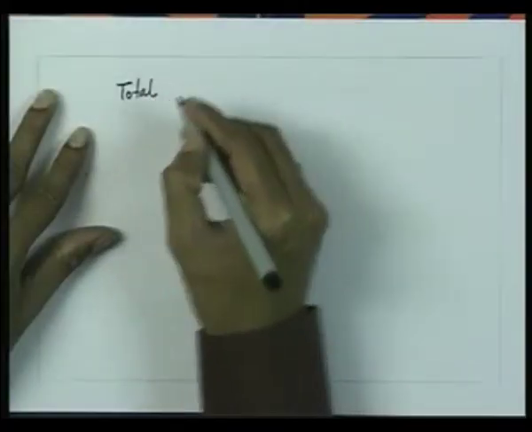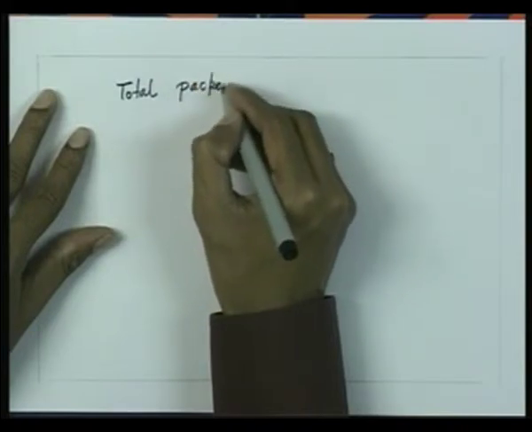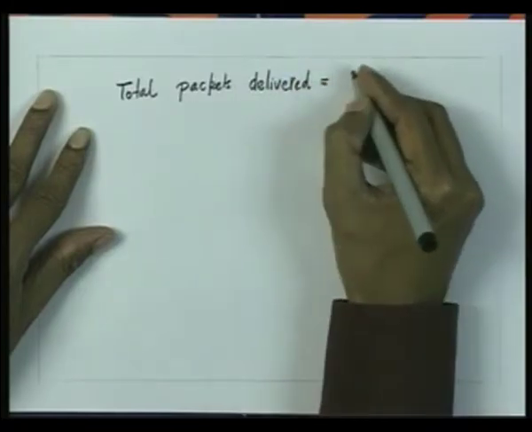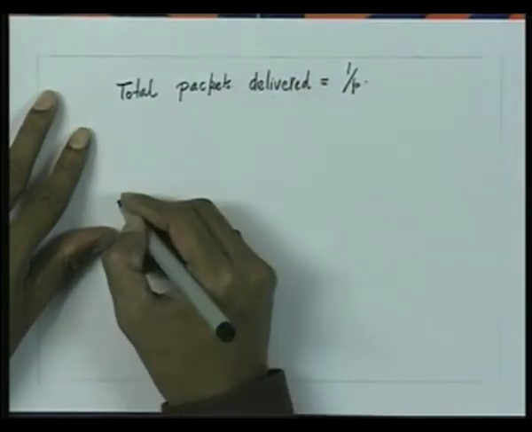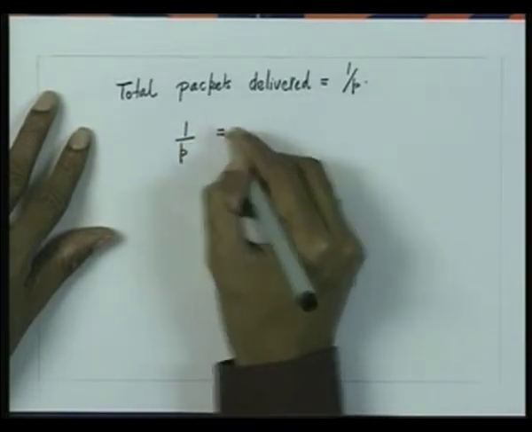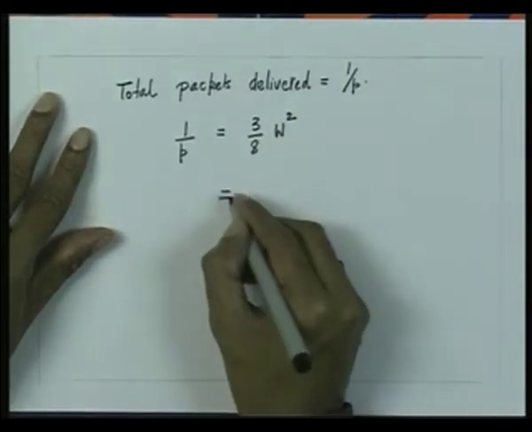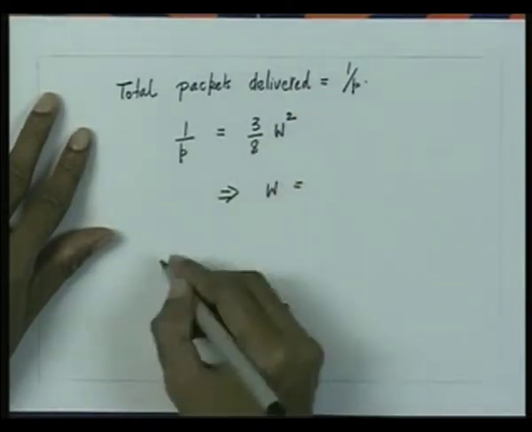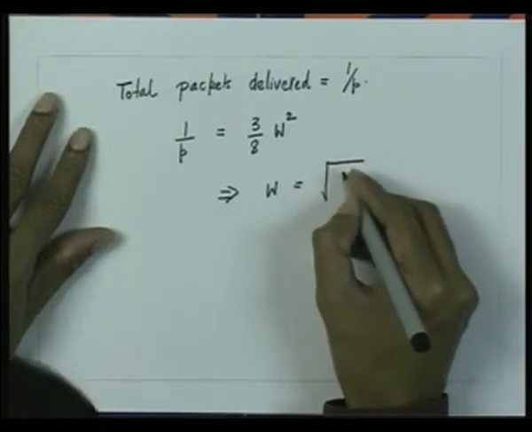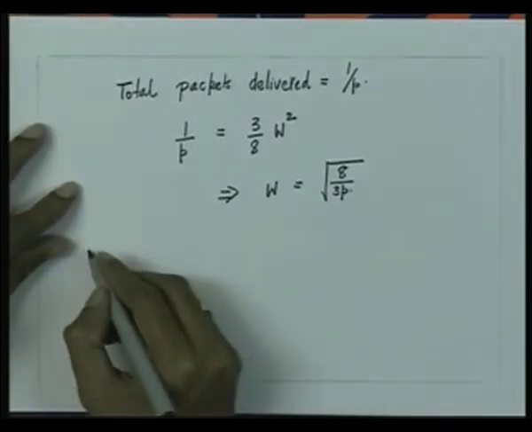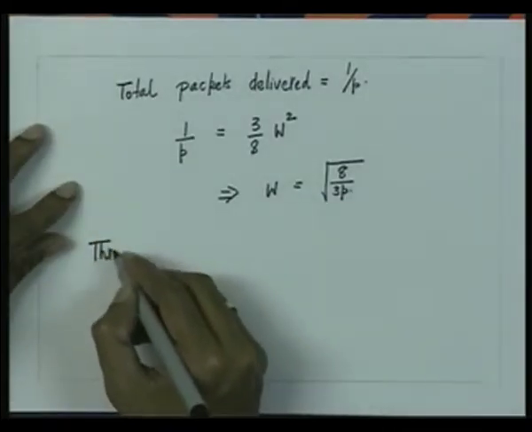So therefore the total packet delivered is 1 by p, and therefore 1 by p should be equal to 3 by 8 W square, and from this we determine that the maximum window size W is equal to square root of 8 by 3p.